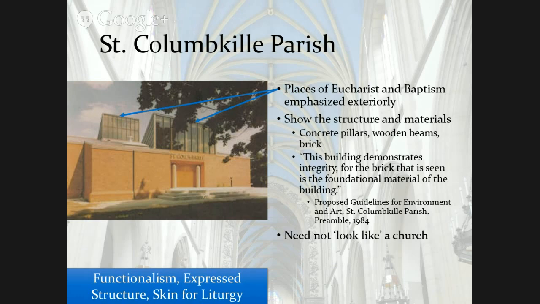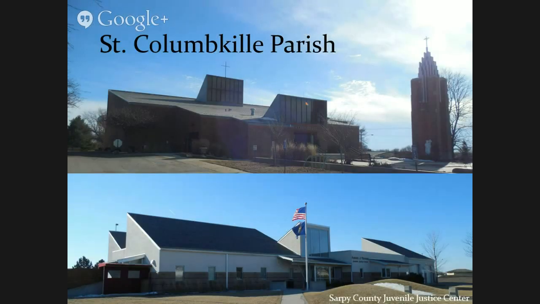So what you do find is that someone could come up to St. Columbkill and say, hey, I really kind of like that architectural style, I'm going to use that to build my building, which may not be a church. And so perhaps that building might be something like the Sarpy County Juvenile Justice Center.